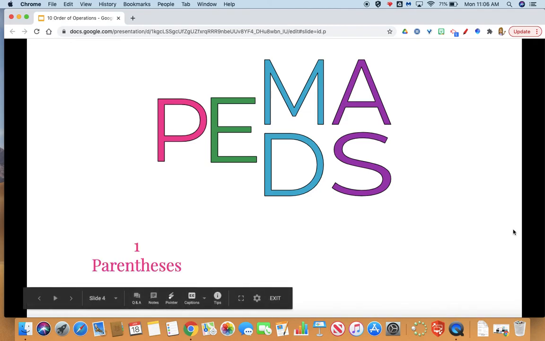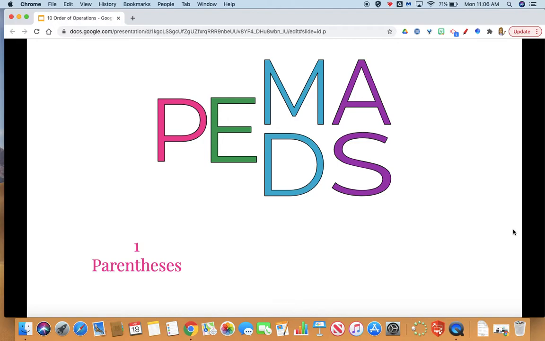Okay, so PEMDAS, the P stands for parentheses or other grouping symbols. That's always going to be our starting point, looking for parentheses in a problem. Do you remember what E stands for? Exponents. Those are those tiny raised numbers, and we'll talk about what those are, what they look like, and how we evaluate them in future lessons as well.